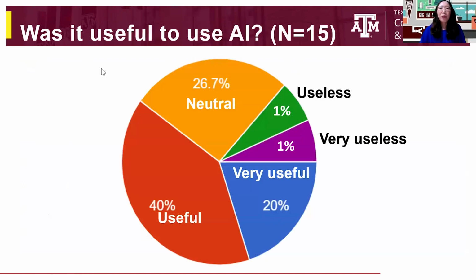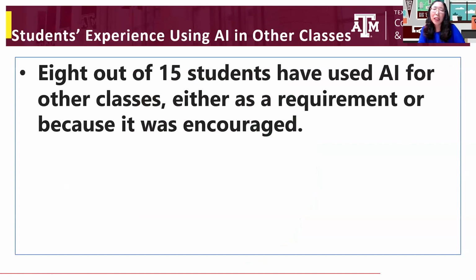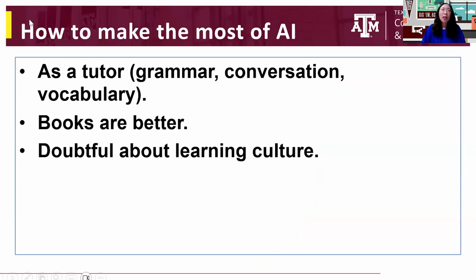And to the question if the AI was useful for Japanese language learning, 60% of the students responded it was either useful or very useful. 26.7% said neutral, and 2% of the students responded either useless or very useless. 8 out of 15 students have used AI in other classes, such as medical writing class and computer science classes, either as a requirement or because it was encouraged. And I asked the students how we could make the most of AI. Some students responded we could use AI as a tutor for grammar, conversation or vocabulary learning, but one student felt books are better, and one student was not sure if they could learn culture from AI.